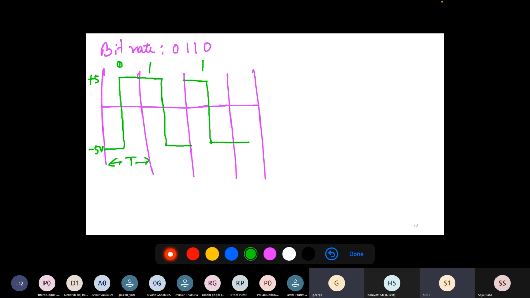First half of the time period, it should be represented as 0, and the next half of the time period, it should be represented as minus 5 voltage, and next half of the time period, it should be represented as plus 5 voltage. Then I can say it is 0. Is this clear? This is another kind of representing your bits.